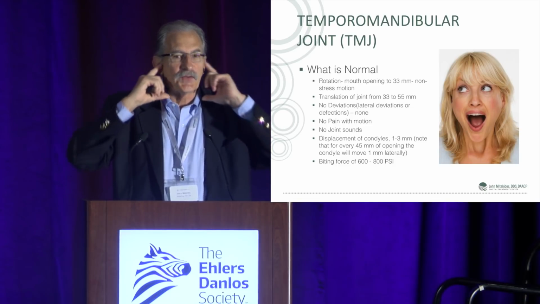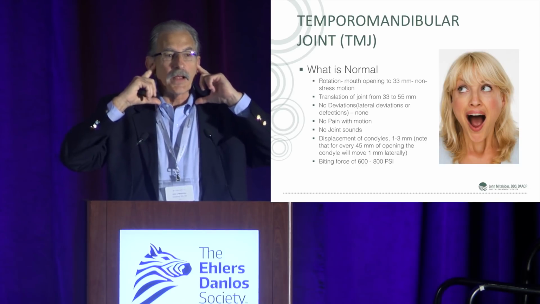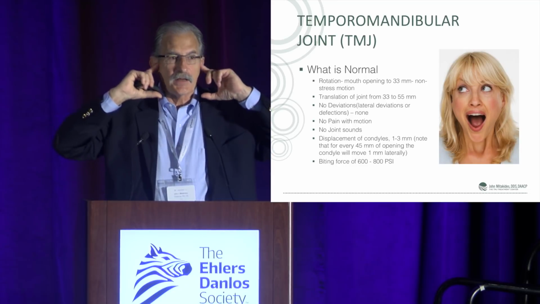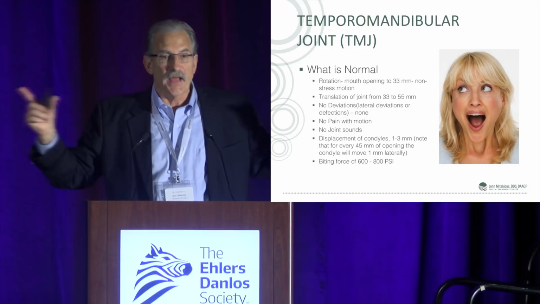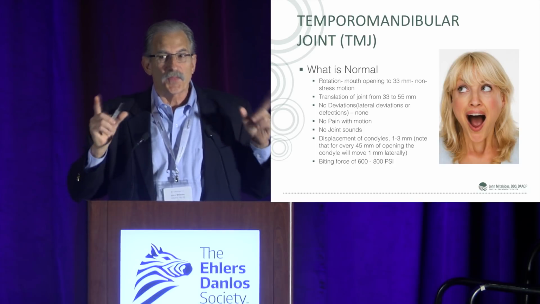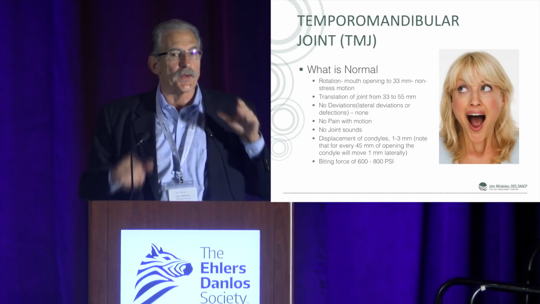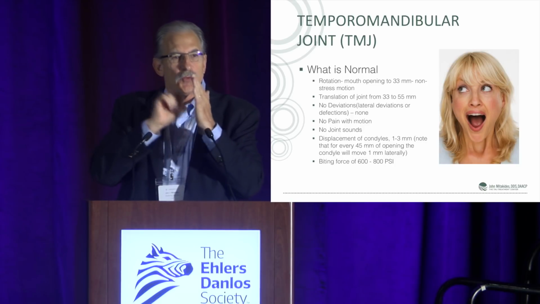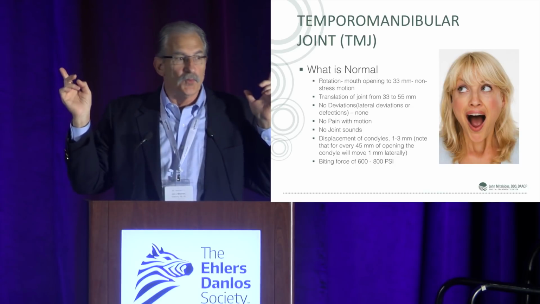So what I usually do is have everybody put their fingers in front of their ears and go ahead and open. Normally, when you open, the condyles of the head of the jaw are going to move out a millimeter, millimeter and a half. That is normal motion. Because the one thing they told you about, they didn't tell you about, is the fact that this joint is actually shaped like a V, okay? So when you open, you actually track out in that V, and that's what makes it move laterally.